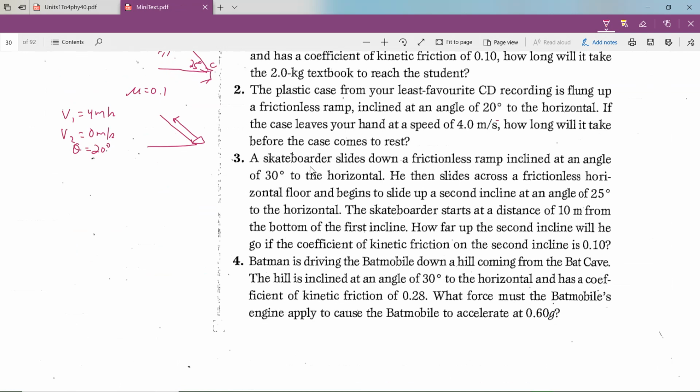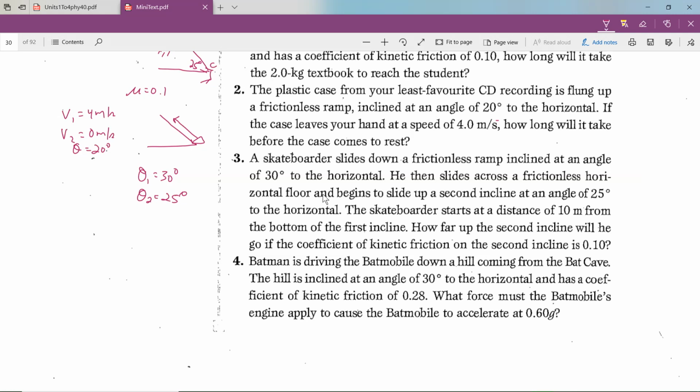You have a skateboarder, maybe some of you are skateboarders, who slides down a frictionless ramp inclined at an angle of 30 degrees to the horizontal. So my theta 1 is 30 degrees. The skateboarder then slides across a frictionless horizontal floor, so there's no change in speed, but then begins to slide up a second incline at an angle of 25 degrees. Okay? It's a fancy skateboard park, isn't it? So theta 2 is 25 degrees to the horizontal.